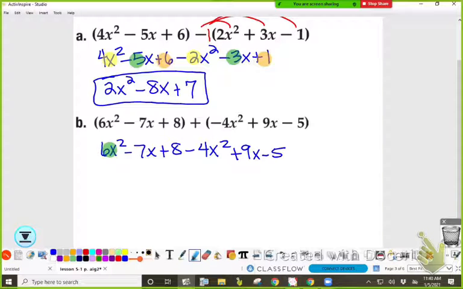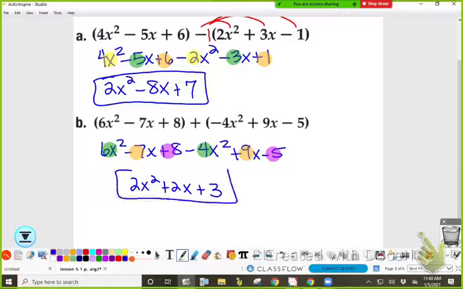So start with your x squared. 6x squared minus 4x squared is what? 2x squared. Plus, negative 7x plus 9x, you said was what? 2x. Plus 2x, and then my last one is 8 minus 5. 3? Yeah. Okay. So adding and subtracting, pretty simple, okay?